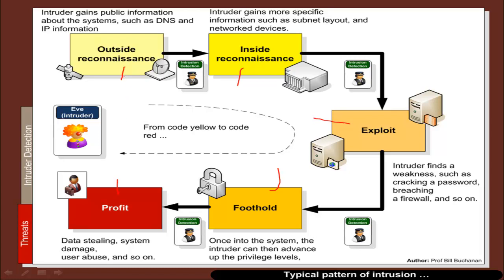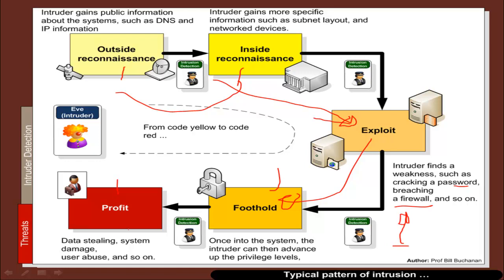So this might involve outside reconnaissance, looking up DNS records, IP information. Then there will be some inside reconnaissance, such as looking at the sub-network layout, where network devices are, and so on. Then to find an exploit, such as a weak password or breaching a firewall. From here, the intruder can gain a foothold onto the system and possibly advance up the levels of privilege, and then finally onto the profit stage.